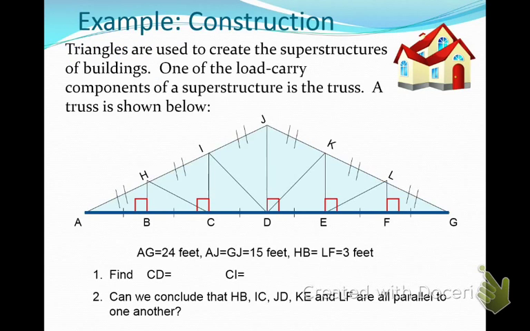All right. So here we have a truss. You probably have seen trusses on the highway, on trucks, or when they're constructing a home. It's the load-bearing structure of a roof. In this example the truss is marked up with tick marks to show congruent segments, and we're going to figure out some different lengths. So AG in the truss, this entire length, is 24 feet.